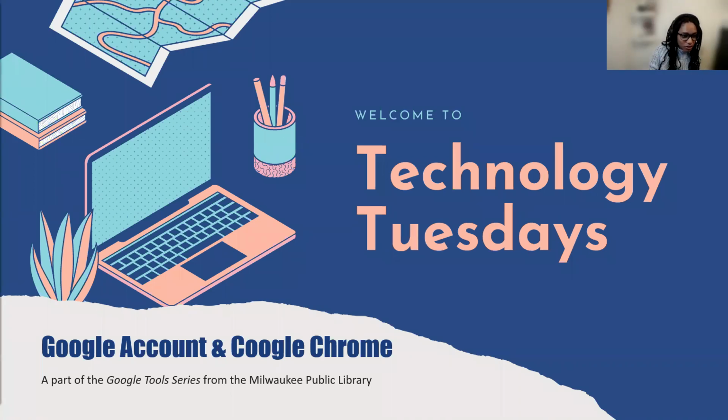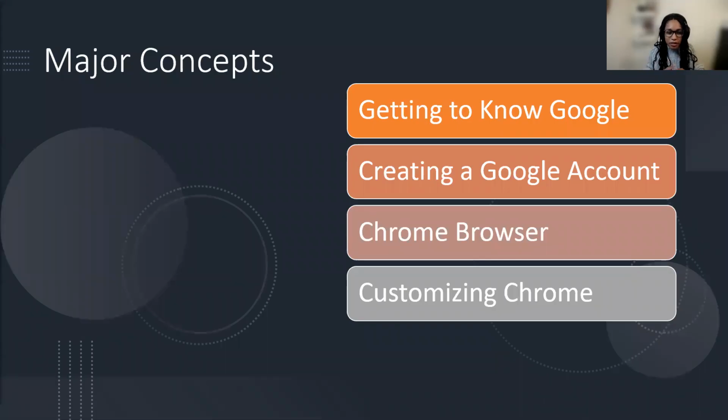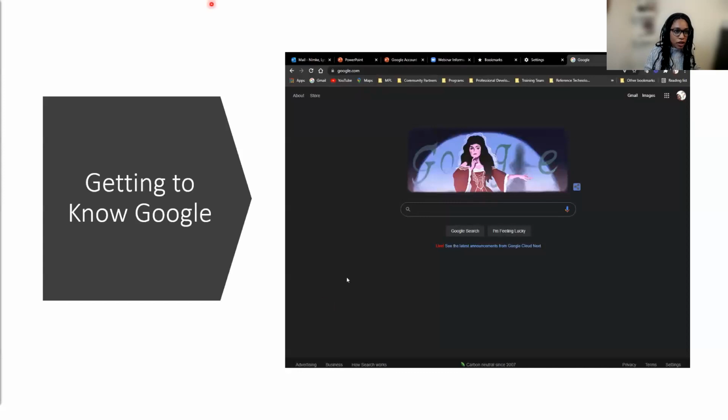All right, so let's jump in and get started. The major concepts we're going to be covering today are getting to know more of what Google can do, how to create a Google account, and then we'll move on to discussing the Chrome browser and how you can customize it to suit your needs. And with that, let's jump right in.